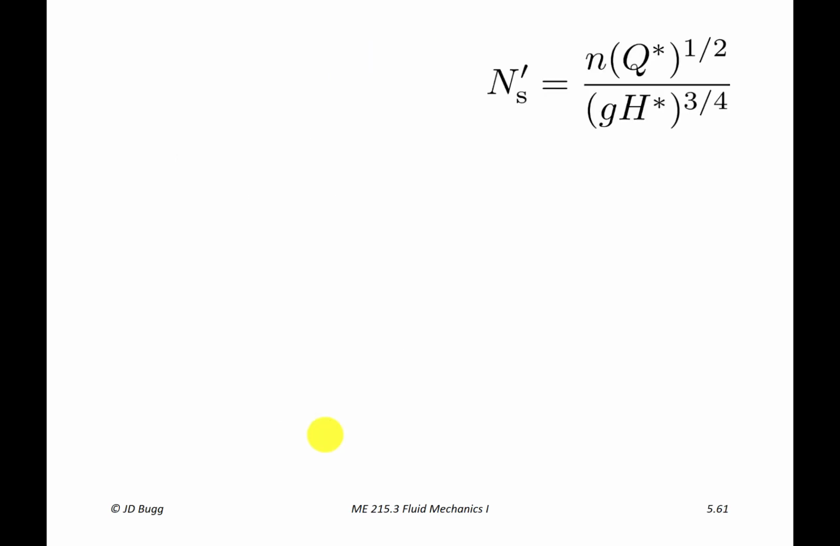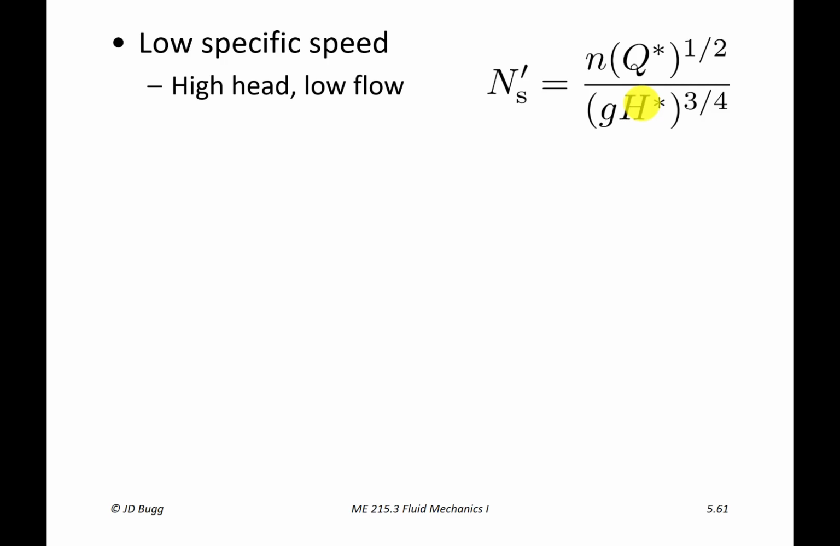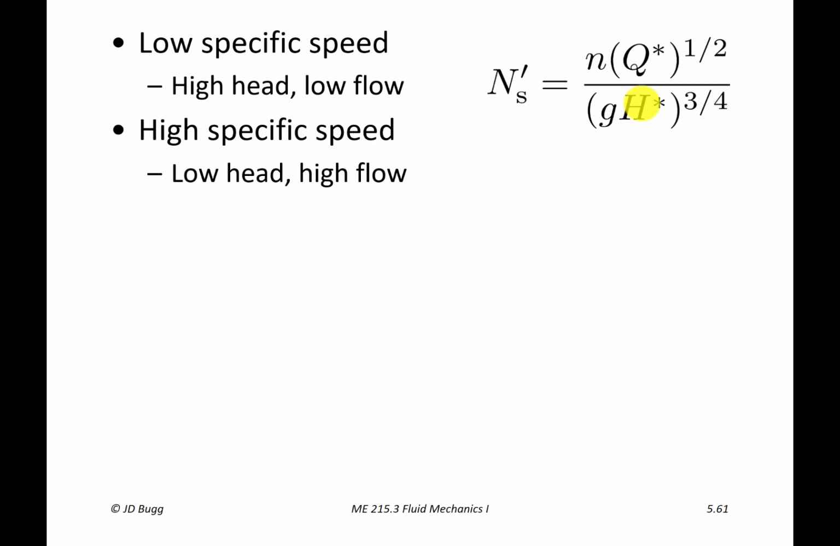Now let's take a look at this. Remember that we said that some pumps work well at high pressures and low flows, and others work better at low pressures and high flows. Well, those two things translate into large and small specific speeds, because notice we have Q in the numerator and we have head in the denominator. So a pump that has a low specific speed is good for high head and low flow, whereas a pump that has high specific speed is good for low head and high flow.